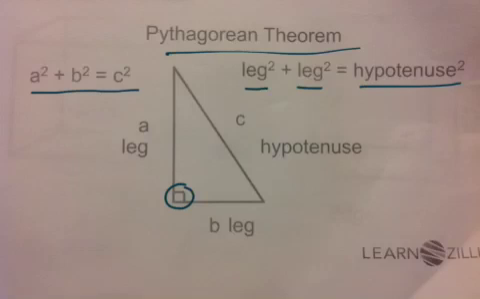We also discussed last week that if you're missing a leg, then you would be subtracting one of your leg squares from the hypotenuse squared to find the missing leg.